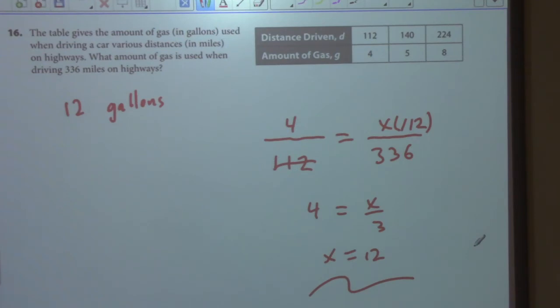Okay, I'm going to pick somebody for 17. Oh, no, that's what it's being, yeah. I got 28 plus 3.5. It's direct variation.